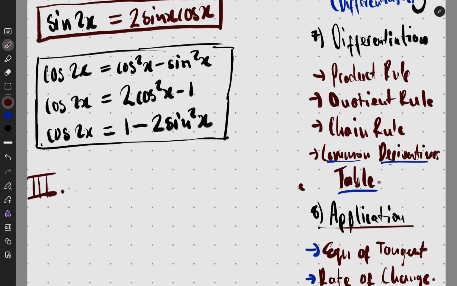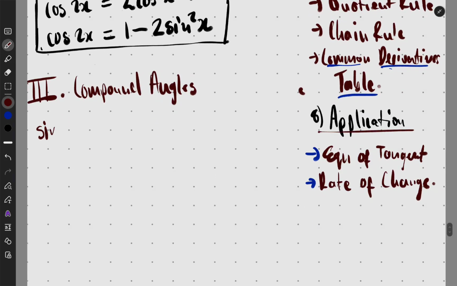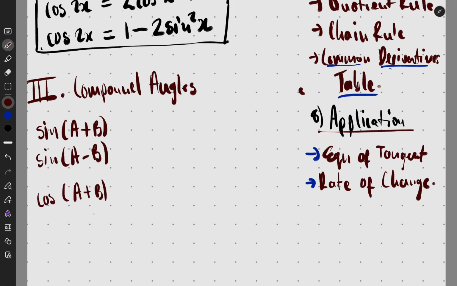And the third thing is going to be compound angle formulas, okay? The compound angles, so it's like addition and subtraction. So these are some compound angle formulas. What do we have? You should know how to expand sine of two things adding, a plus b. You should know how to expand sine of two things subtracting. You should know how to expand cos of two things adding. You should know how to expand cos of two things subtracting.